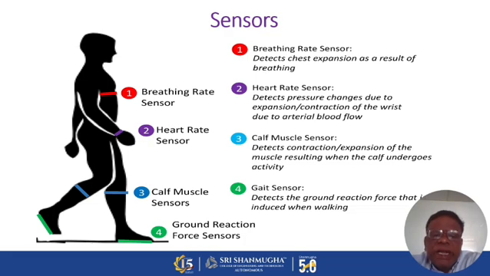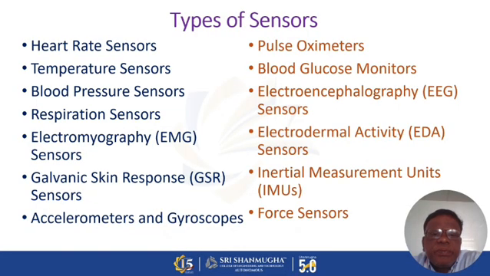Suppose a gait sensor means it will detect the ground reaction forces induced during walking. This is the information we gather from these different types of sensors, and the different types of sensors we will discuss in the next class.